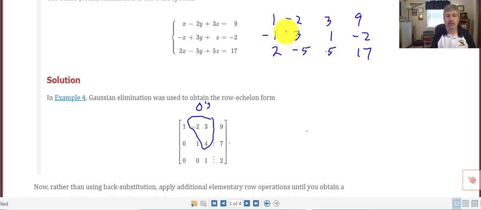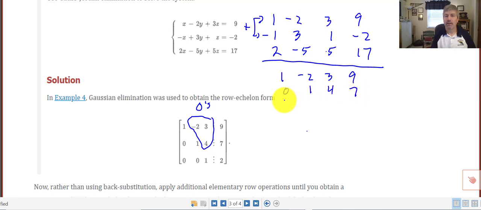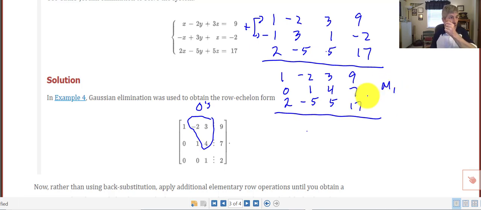Well, it takes a little bit of work here, but I first started by just adding these two and creating a new second row. So my next matrix here, 1, negative 2, 3, 9, if I add those together, I get 0, 1, 4, and 7. And then my bottom row stays the same, 2, negative 5, 5, and 17. Here's the next matrix, M sub 1.